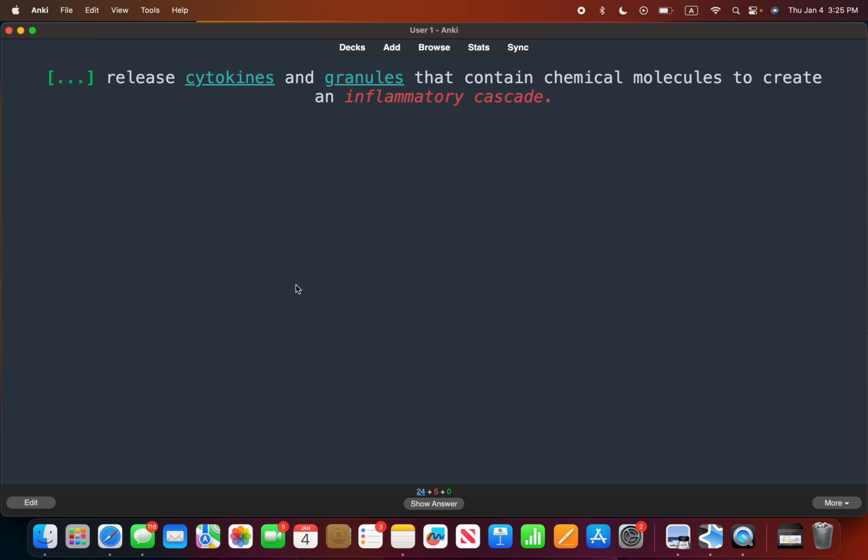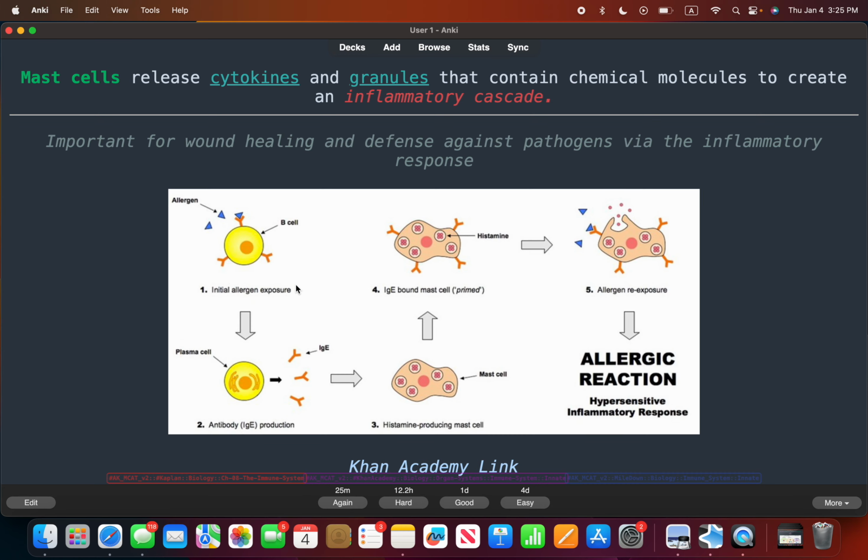What releases cytokines and granules that contain chemical molecules to create an inflammatory cascade? It should be the cytotoxic, like the T cell. No, it's the mast cells that release cytokines and granules. So we know that mast cells release cytokines and granules that contain chemical molecules to create an inflammatory cascade, important for wound healing and defense against pathogens via the inflammatory response. So when you want wound healing and defense against pathogens via the inflammatory response, you have the mast cells release cytokines and granules that contain chemical molecules to create the inflammatory cascade.